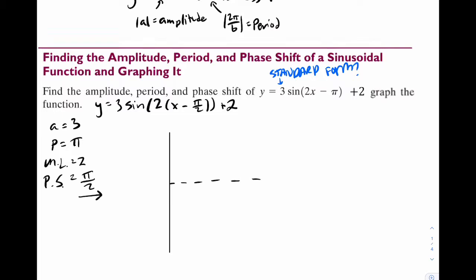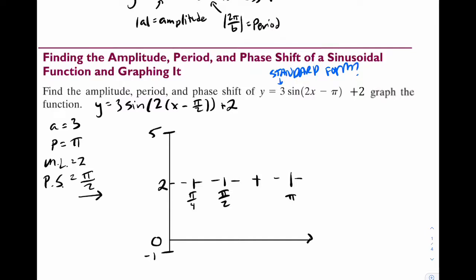So here's our middle. We have 2 right there. We're going to go up 3, so that's 5. Down 3 is negative 1, which makes our 0 line right there. And again, whenever you do the midline method, make sure you always have the x and y axis as solid lines. Your middle is always your dotted line. Now let's scale it. 1, 2, 3, 4. And let's label. So we know this is pi, pi over 2, pi over 4, and 3 pi over 4.